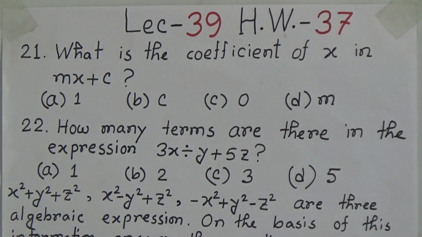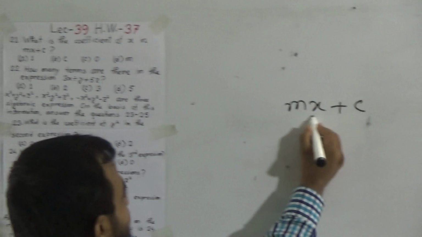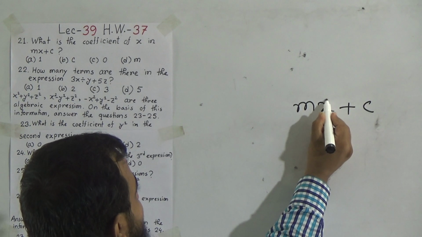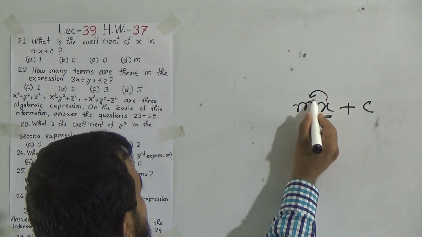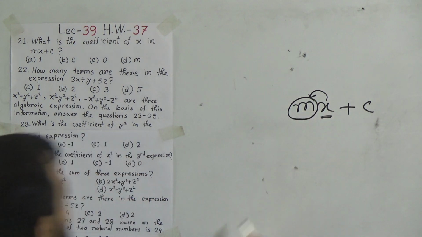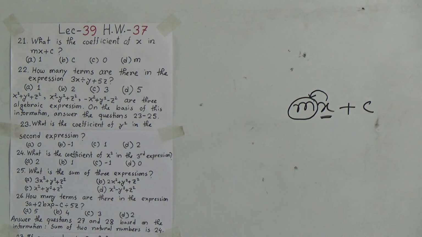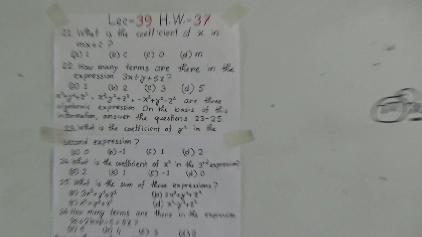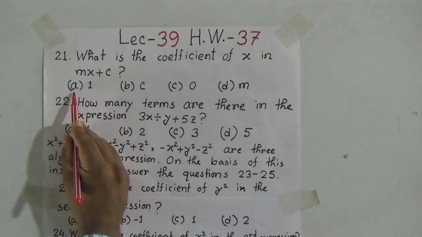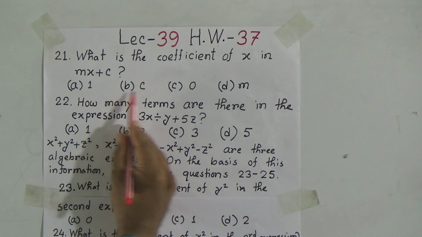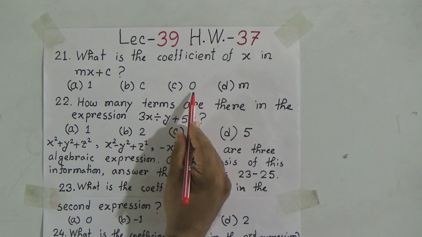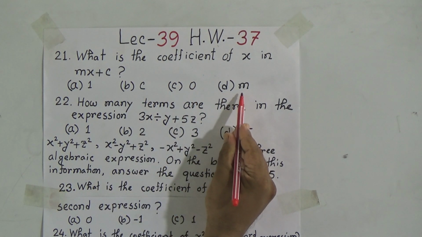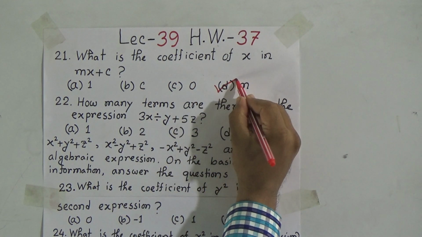The expression is mx plus c. What is the coefficient of x here? The x is multiplied with m. That means m is the coefficient of x. So our answer will be m. Okay. In option A it is 1, option B is c, option C is 0, option D is m. That means option D will be our correct answer.